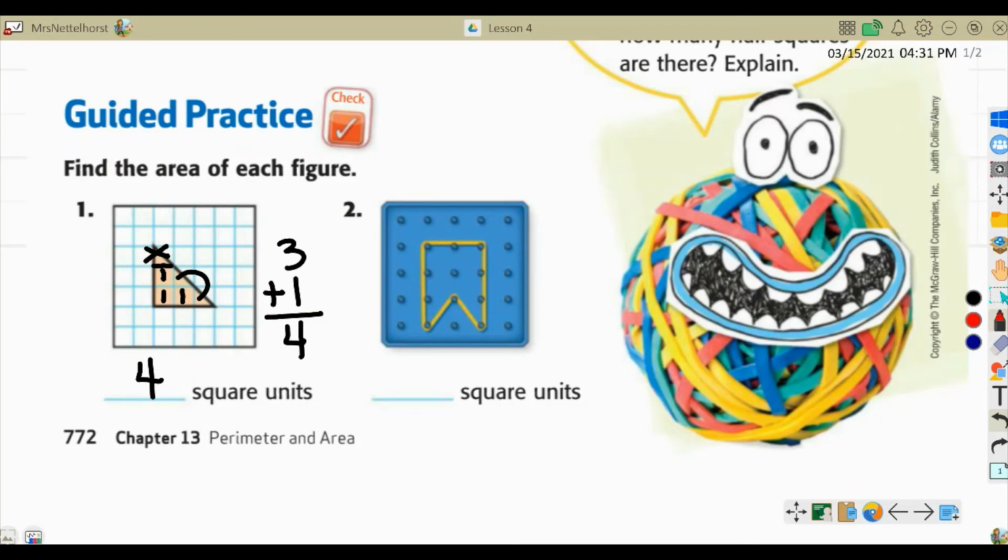I want you to connect the dots and trace over the yellow like I did on the other problem, and then figure out how many square units you're adding in the white space, and then we'll do it together. Pause the video.